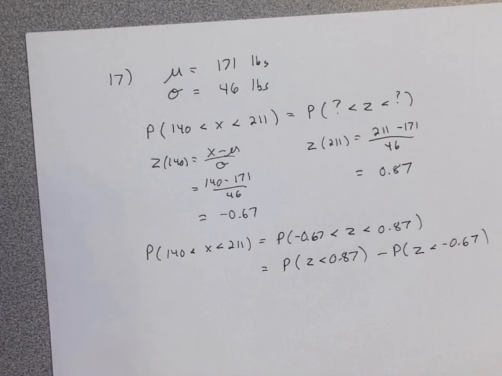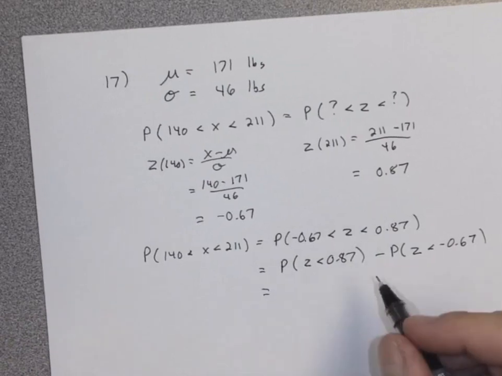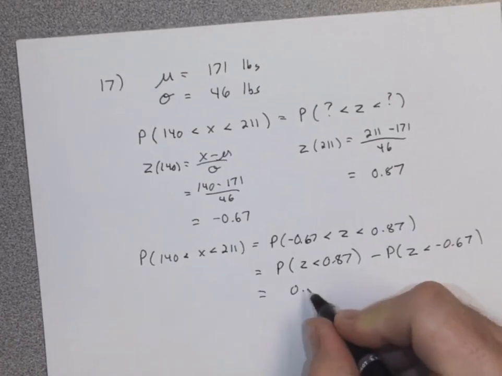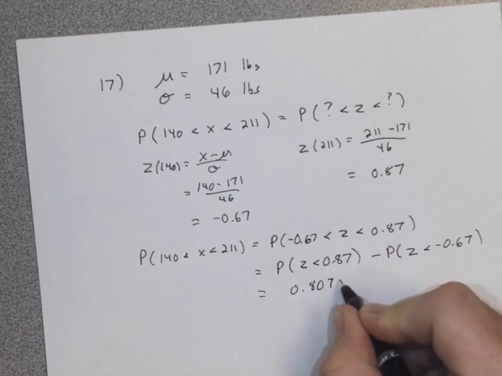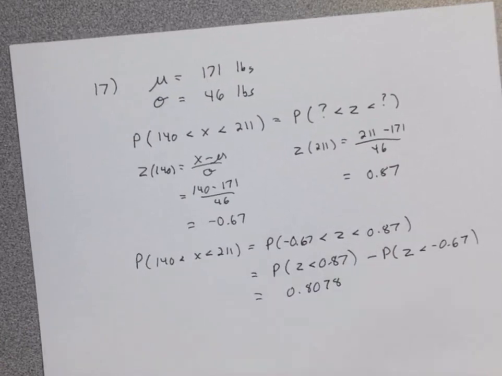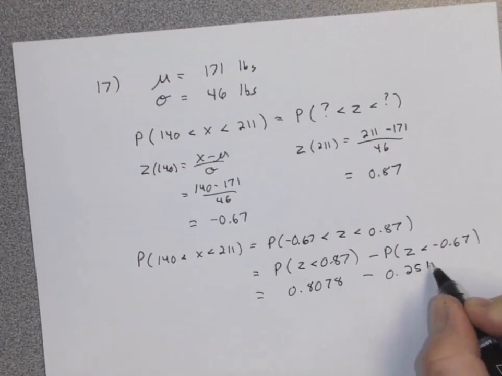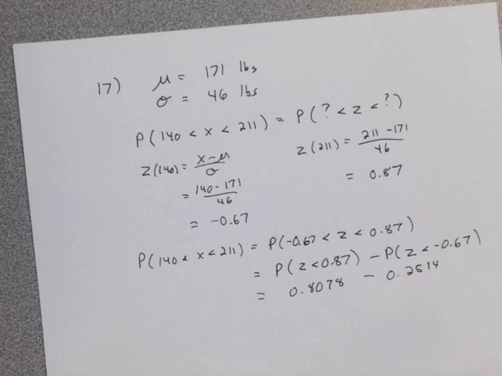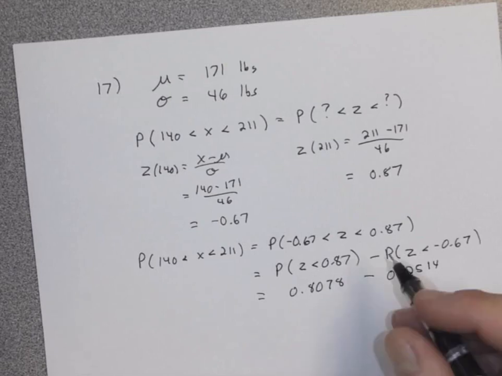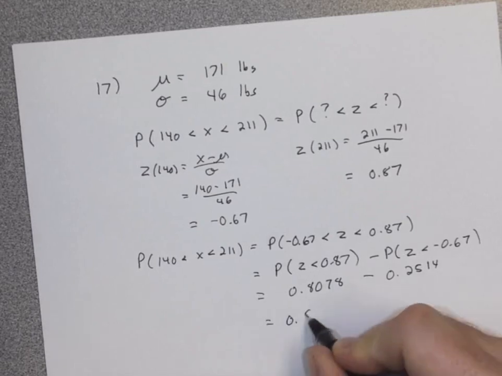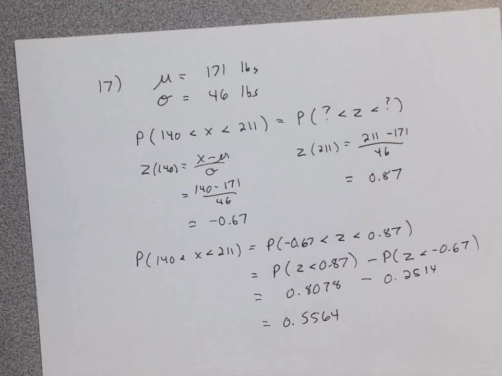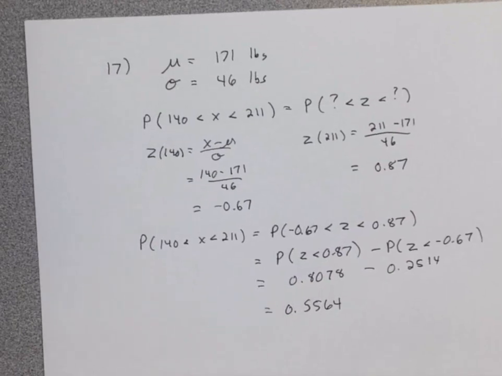So 0.87 is 0.8078. And then minus the area for negative 0.67, which is 0.2514. Fantastic. Okay, so when we subtract these things, 0.8078 minus 0.2514, I get 0.5564.